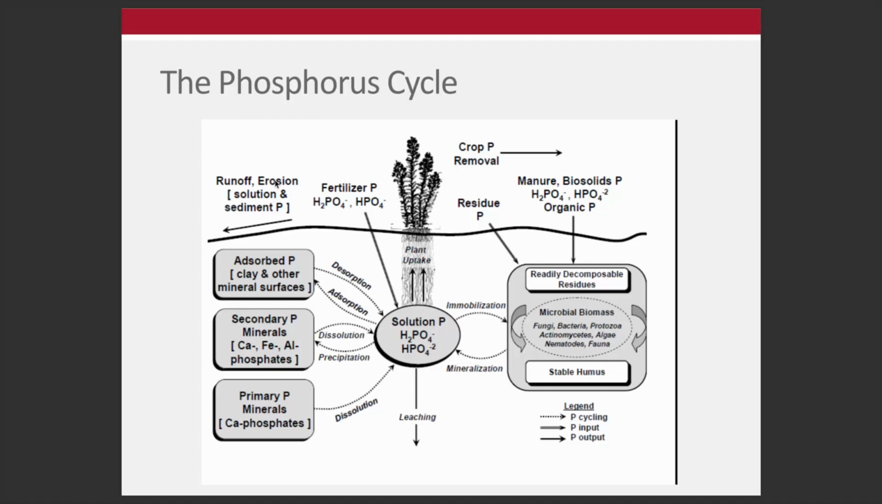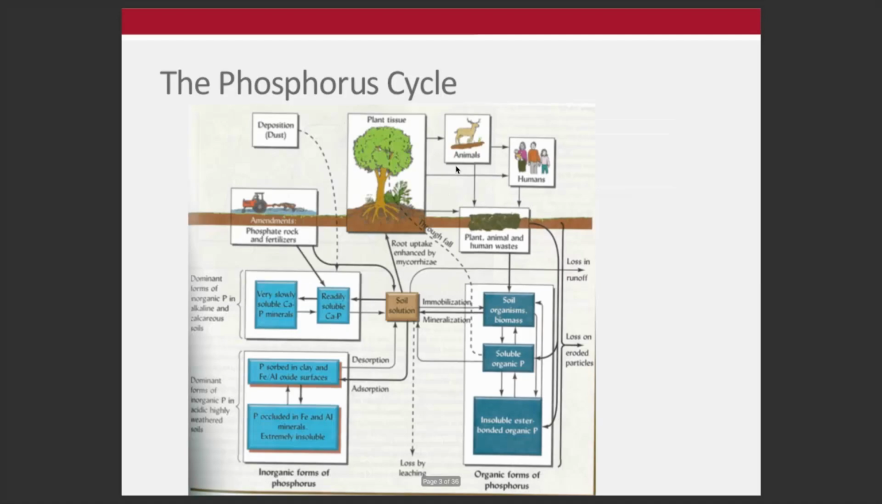Losses include things like runoff and erosion, a little bit of leaching that occurs with phosphorus, and then, of course, crop removal. Here's another picture. The first picture was from the Haviland textbook. This is from the Brady and Weil Soils textbook. It's the same pieces, but it just might help to look at it in a slightly different format.